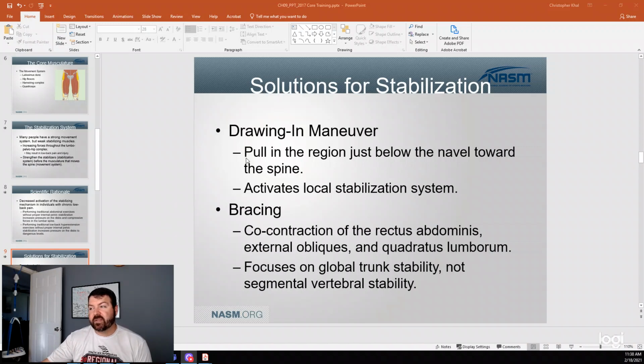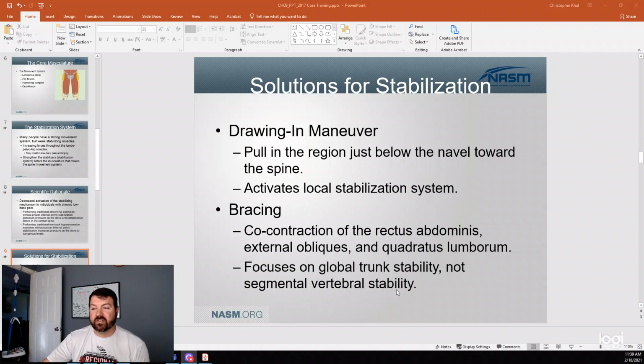Solutions for stabilization. Okay, so there's two methods. There's the draw-in maneuver, and then there's bracing. So the draw-in maneuver, you're pulling in the region just below the navel towards the spine. This activates the local stabilizing system. The bracing is a co-contraction of the rectus abdominis, internal obliques, and quadratus lumborum. So this focuses on the global trunk stability, not segmental vertebral stability.